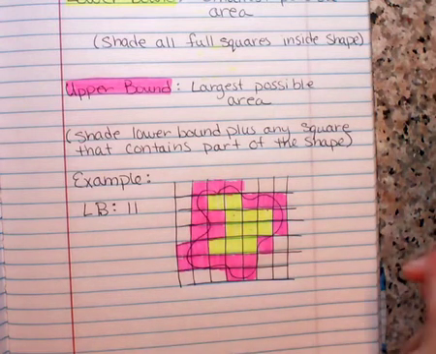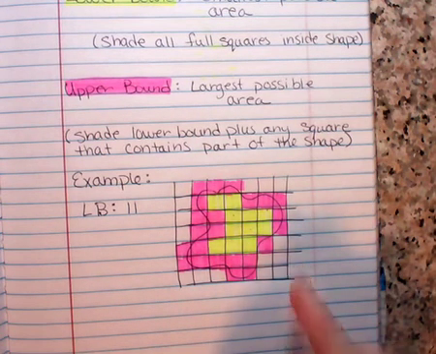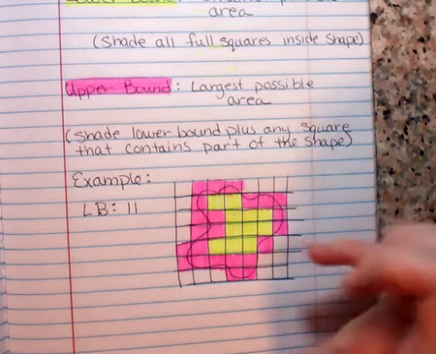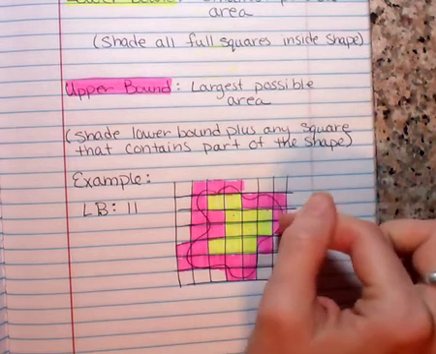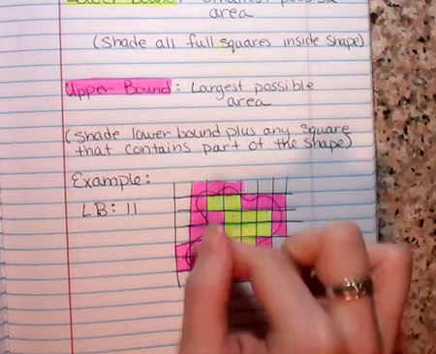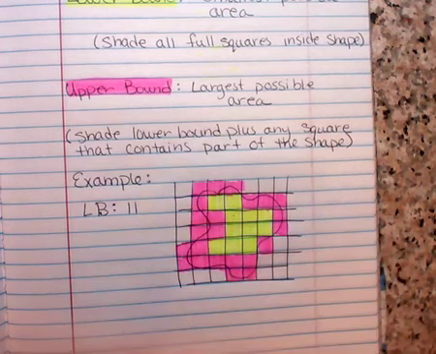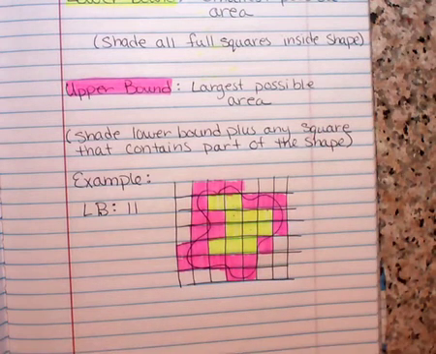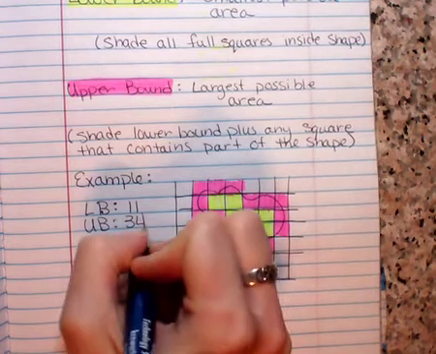Okay, so when we count the boxes in the lower bound, plus the boxes that we shaded pink for our upper bound, we've got 11, 12, 13, 14, 15, 16, 17, 18, 19, 20, 21, 22, 23, 24, 25, 26, 27, 28, 29, 30, 31, 32, 33, 34. So our upper bound is 34.